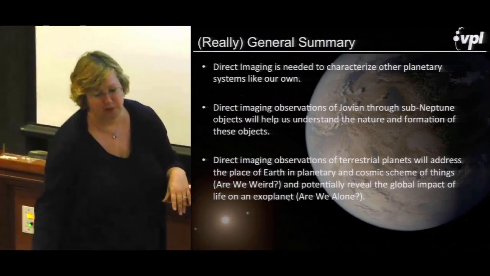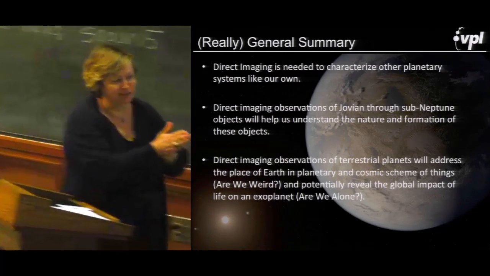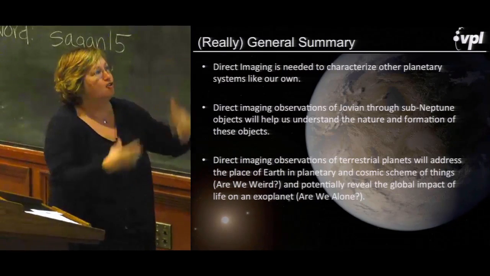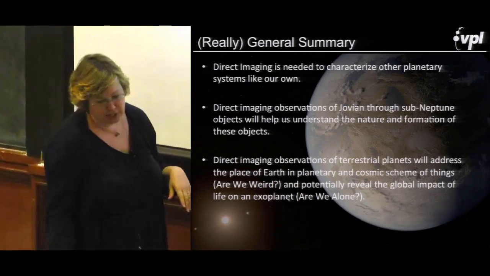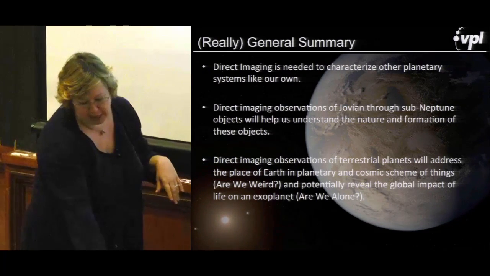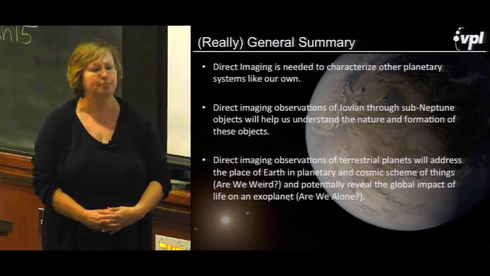And I will finish up with a really general summary, which is that direct imaging is needed to characterize other planetary systems like our own. If we can observe Jovians, we can learn about their nature and formation. And of course, direct imaging will finally get us a planet like our own and help us know what our place is in the universe and whether we are in fact truly weird.